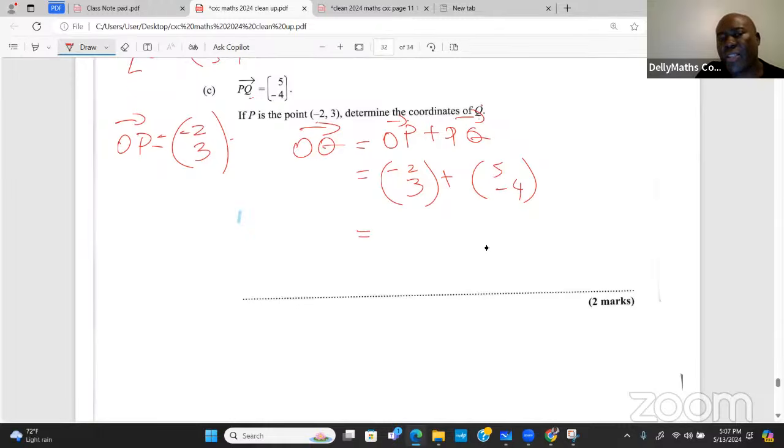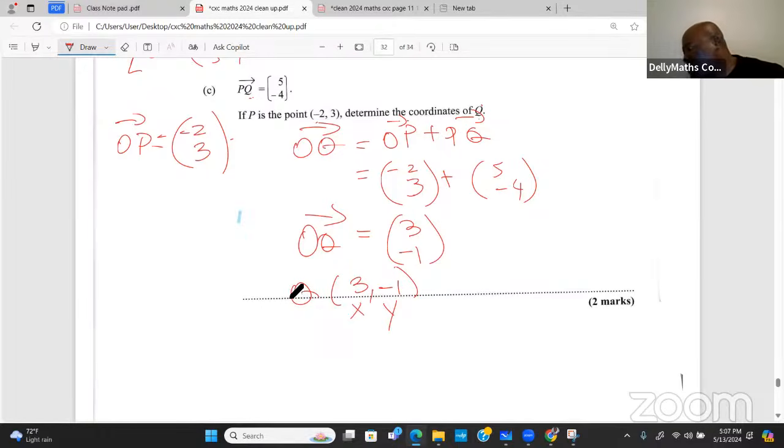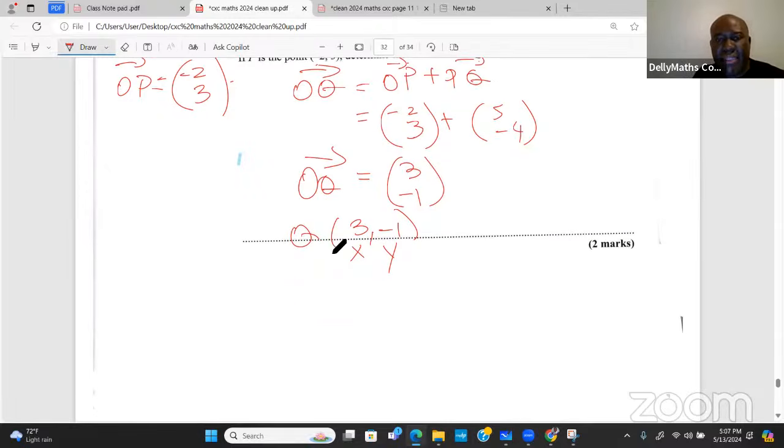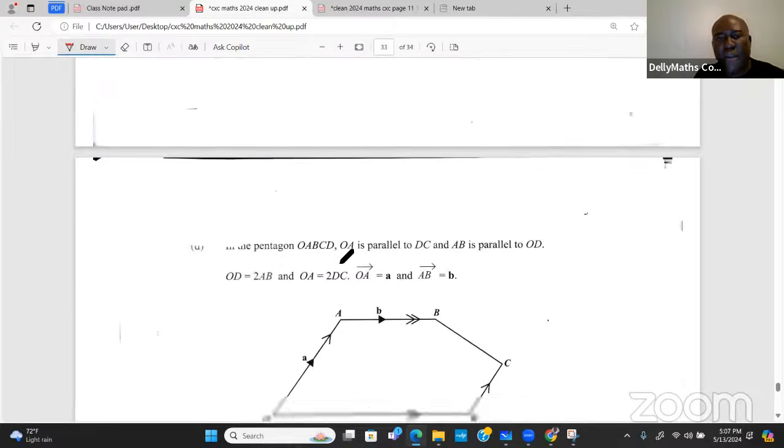Let us not make any errors now. -2 plus 5 is +3, and then 3 plus -4 is -1. So what I'm looking at here is a vector. You can't leave the question yet. This is the position vector OQ, which means the coordinate of Q is actually the vector itself, 3, -1. That is an X and that is a Y. So we have to be careful with how we respond to the question, but definitely that is the answer to that question right there.